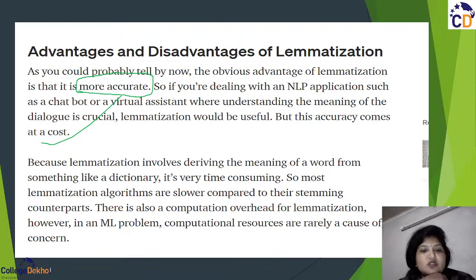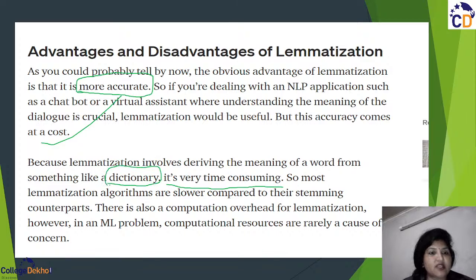Because lemmatization involves deriving the meaning of a word from something like a dictionary, it's very time consuming. So we need to understand why it is time consuming: because it searches for the actual word in a dictionary. Basically, behind the process we have a linkage process, which is linked to the dictionary. So most lemmatization algorithms are slower as compared to stemming.